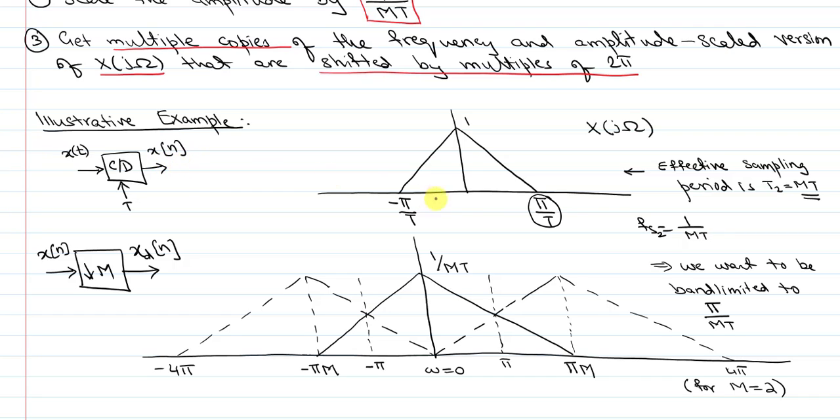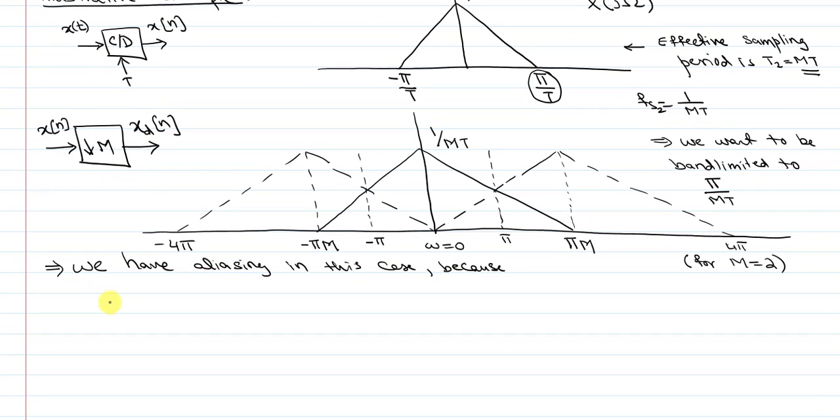So what happened was that originally, even though we had satisfied the Nyquist criterion, because we have increased our sampling period or reduced our sampling rate, in this particular problem that I am showing you, we are violating the sampling theorem condition. Our sampling period is not satisfying the Nyquist criterion. And because of that, what we get is aliasing. Our main copy and the other copies are actually overlapping. But that is no surprise. So we have aliasing in this case because x(t) is not band limited to pi over MT. It is only band limited to pi over T.